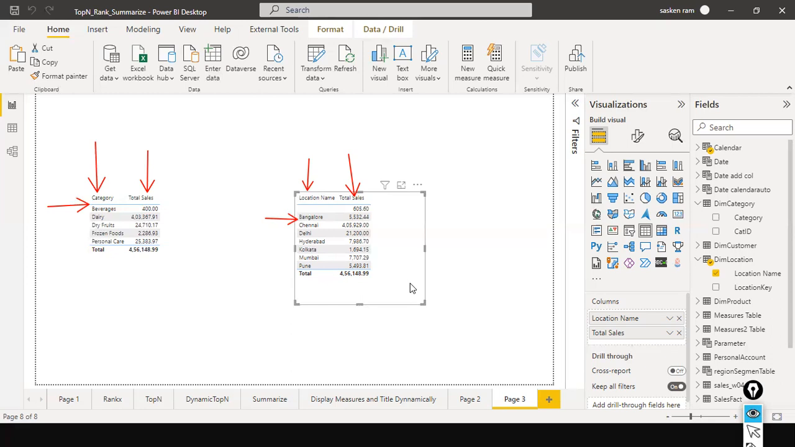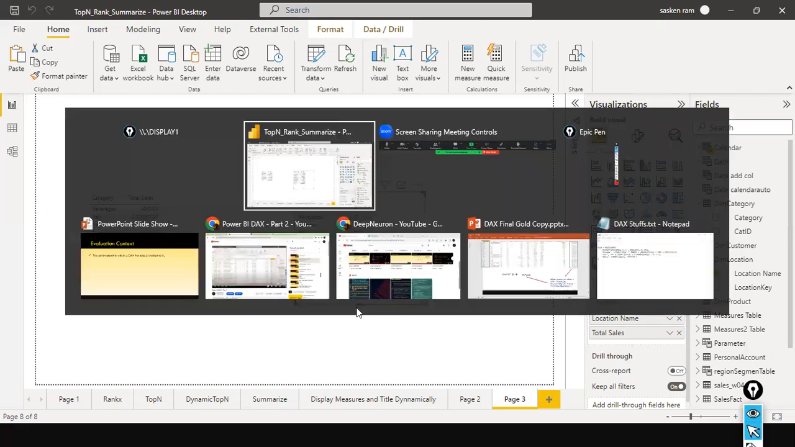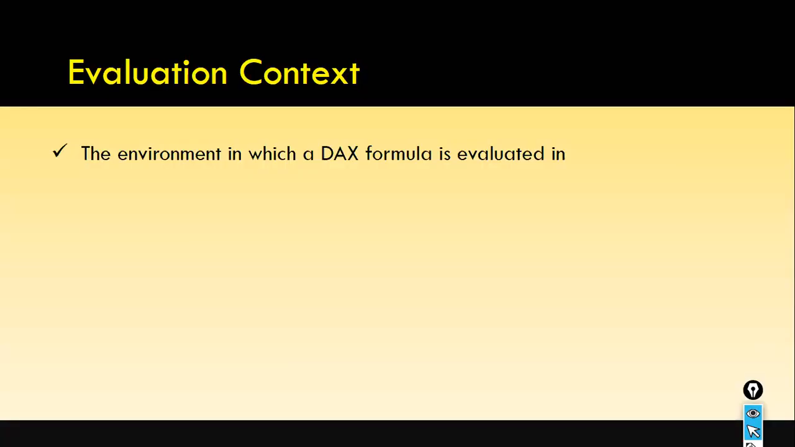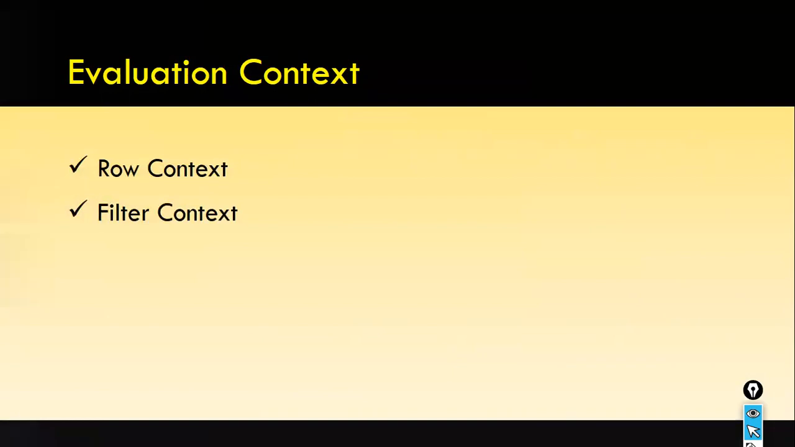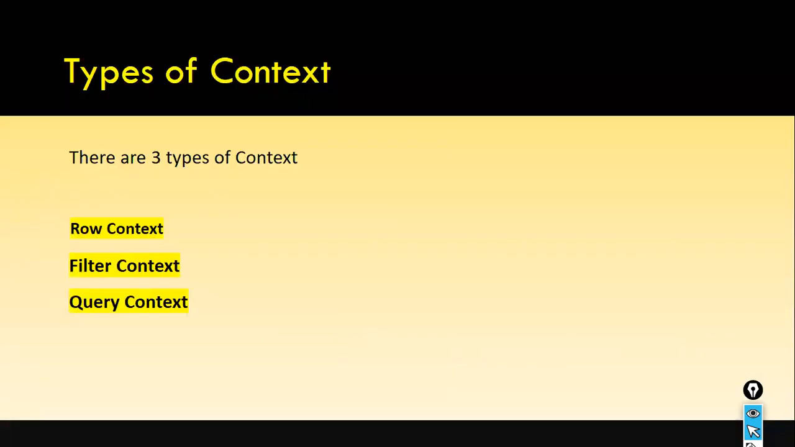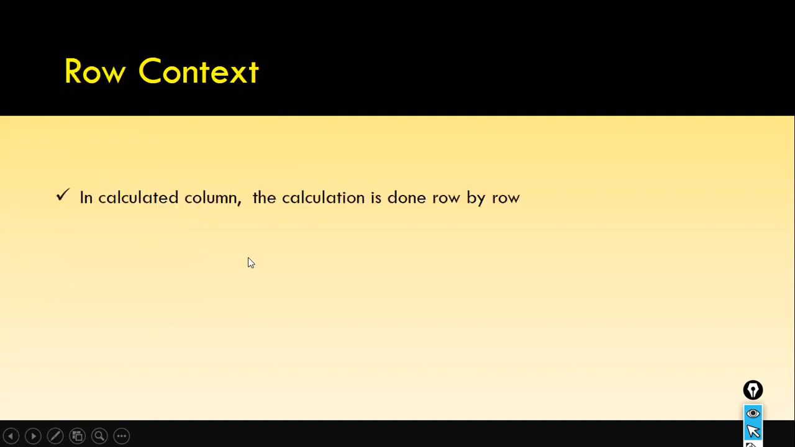There are two types of evaluation context: one is the row context, another one is the filter context. So what is a row context? In the case of evaluation context, before Power BI evaluates the DAX formula, it applies the evaluation context in two parts: the row context and the filter context. If you look on the internet, you will find one more, the query context. Let's not worry about this at this moment. Let us focus only on these two things.